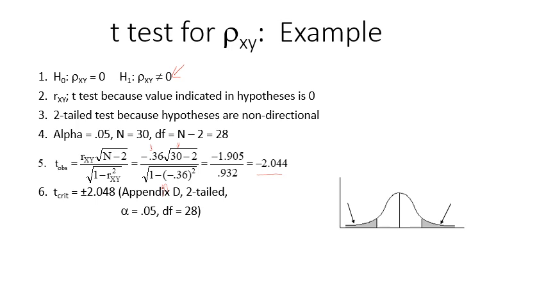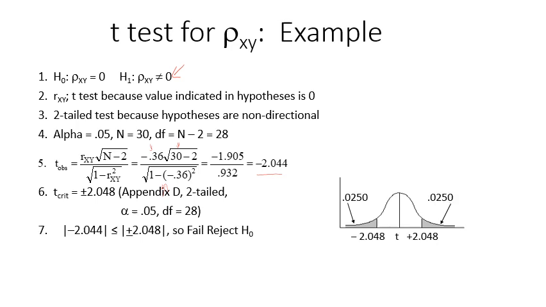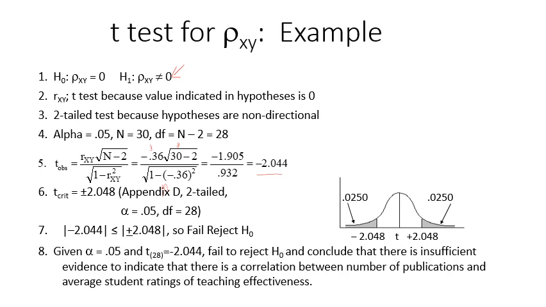So we need to see if our value we obtained is greater than that, looking at the absolute values. Our absolute value of negative 2.044, which becomes 2.044, is less than 2.048, therefore we fail to reject H0. If it had been greater than or equal to, we would have rejected. So given an alpha of 0.05 and a t with degrees of freedom of 28 equals negative 2.044, fail to reject H0, conclude that there's insufficient evidence, again, insufficient evidence is what we use when we fail to reject, to indicate that there's a correlation between publications and student ratings of teacher effectiveness.